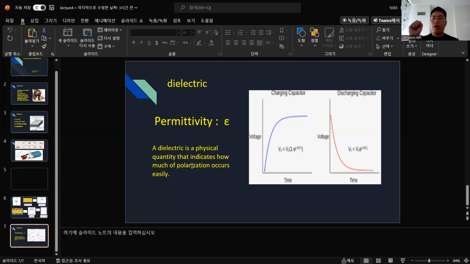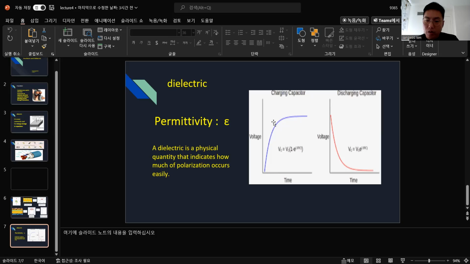For example, a small bowl and a big bowl, right? We could fill up a large amount of water here, and in the small bowl, less, right? Same concept. So how many electrons this material could accept, the ability. So as I said, how easily polarization occurs. The numbers, that's it. And as you can see already, here's time, right? When it's charging, the capacitor, simply thinking, is a battery, right?